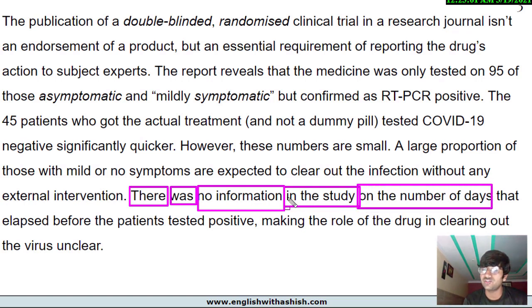There was no information where in the study. On what topic? On the number of days. Prepositional phrase starting with the preposition on followed by a noun phrase, the number of days. The number of days, right? Determiner, noun plus a prepositional phrase, of days. The number of days. Pre-modifier, post-modifier starting with the preposition of. So subject, helping verb, noun phrase, prepositional phrase, prepositional phrase.